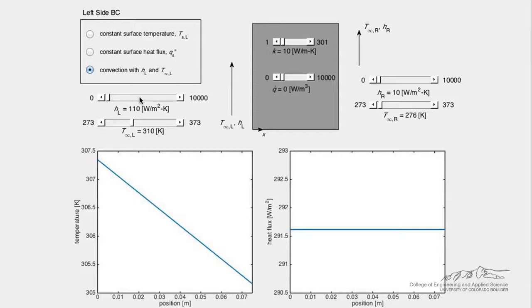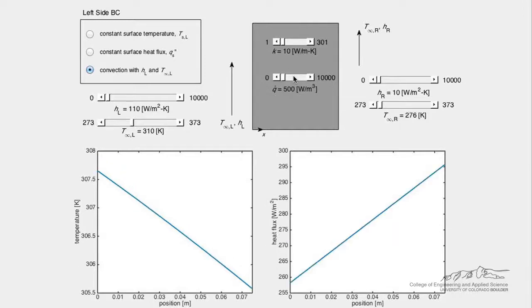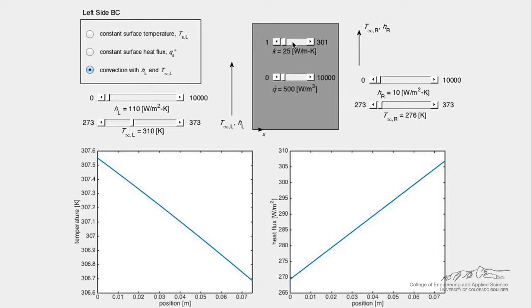Adjust all parameters with their respective slider bars and observe the change in the spatial temperature profile shown in the lower left plot and the spatial heat flux profile shown in the lower right plot. The uniform volumetric heat generation rate Q dot can be changed with the slider bar, and the thermal conductivity of the wall can also be changed with the slider bar.